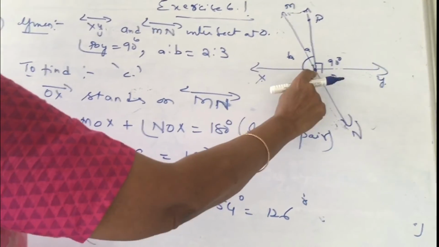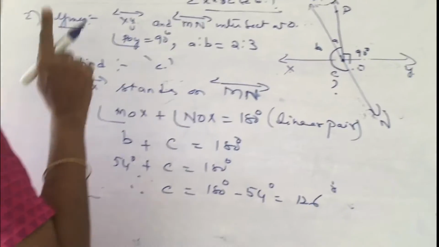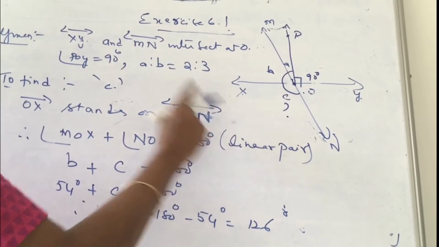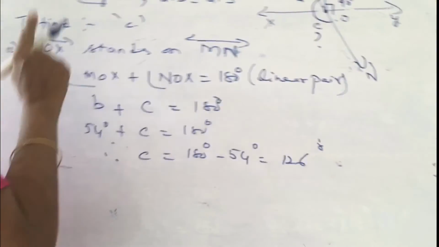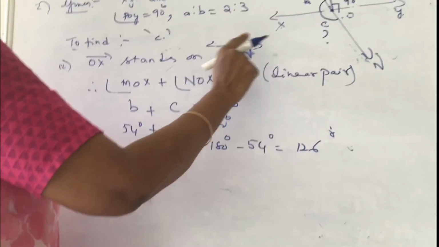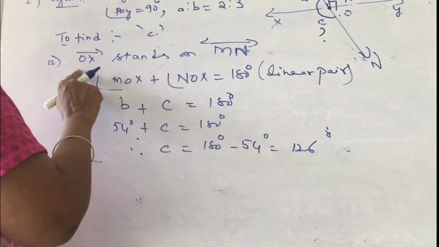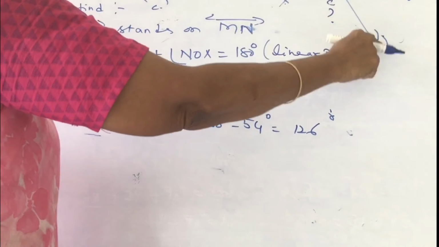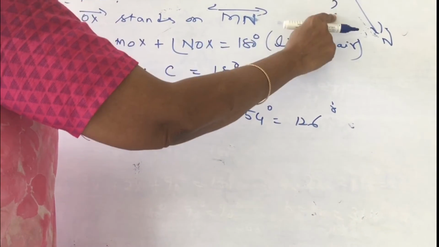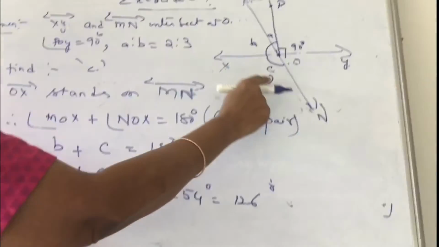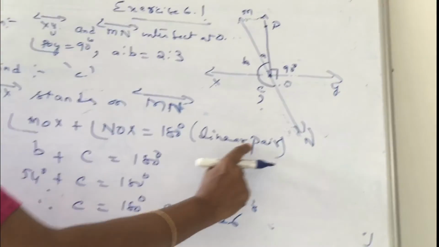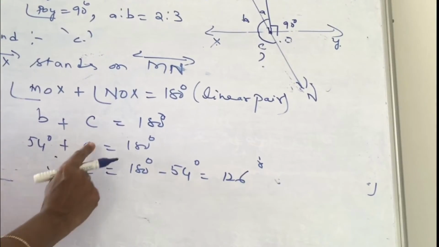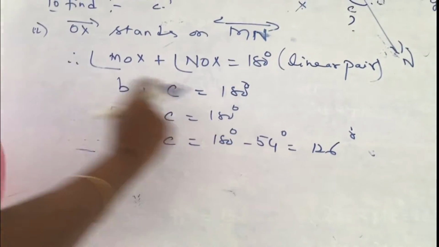The ray OX, how do you read, children? One arrowhead means ray. Two arrowheads means straight line. Ray OX stands on line MN, and on the line MN you have two angles. Two angles whose sum is 180 degrees. The name given to it is what, children? Linear pair. B plus C is 180. B measure is 54. Find out C.